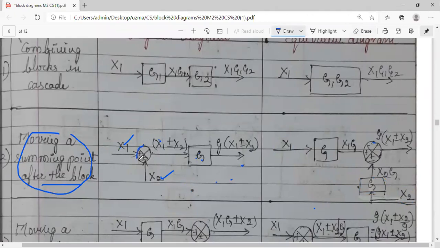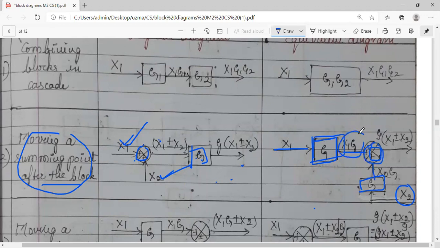Try to understand what difference there is between the original diagram and the equivalent diagram. Here the summing point is before this block. Here the summing point is after the block. Before the block I am taking the signals x1 and x2 plain. There are no other blocks in between. Directly two signals are given to the summing point. But if you shift it after the block, the first signal is also passed through the gain block, the second signal is also passed through this gain block, and then they are added.